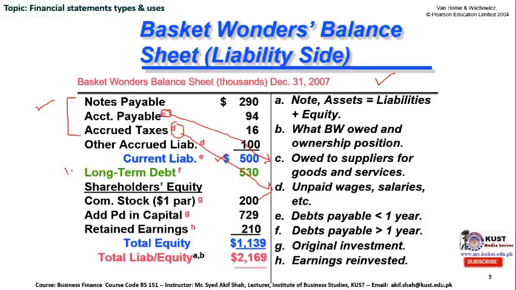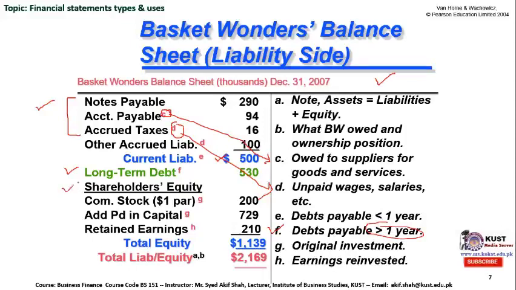And long-term debt usually belongs to a bondholder or a long-term loan obtained from a bank, which is $530,000. And this loan is supposed to be paid out and its maturity is greater than 1 year of time period. As mentioned in point number F, these are the debts which are payable and their maturity is greater than 1 year of time period.